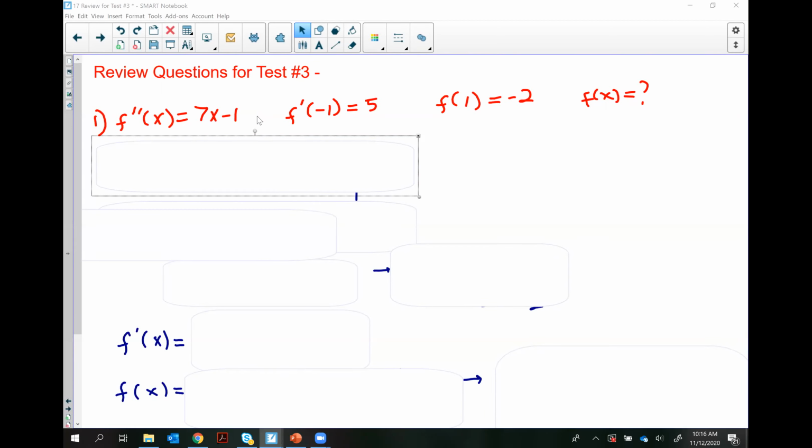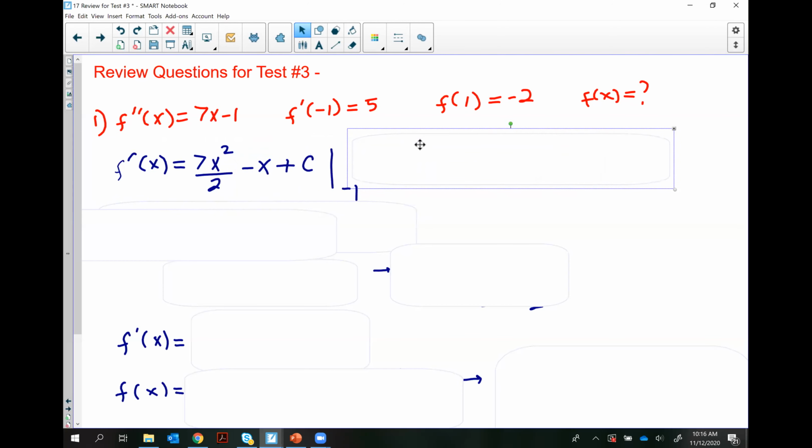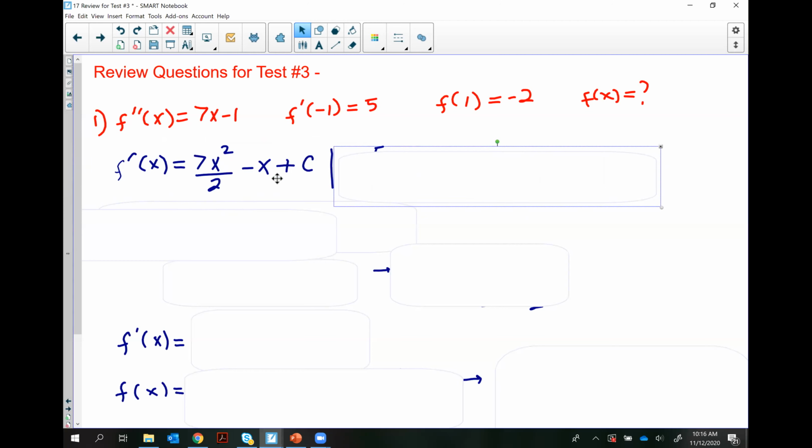So for this question, we're going to peel the layers off one at a time. In this case, starting with f double prime, you undo it by anti-differentiating it, and you're going to get 7x squared over 2 minus x plus c. And we want to evaluate, because we know f prime of -1 is 5, we're going to evaluate this at -1 and set the whole thing equal to 5. So we're going to plug in -1 everywhere we see an x and set the whole thing equal to 5.